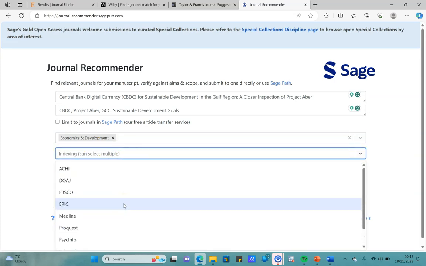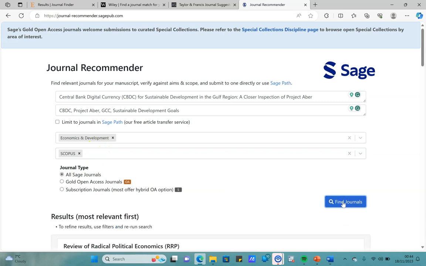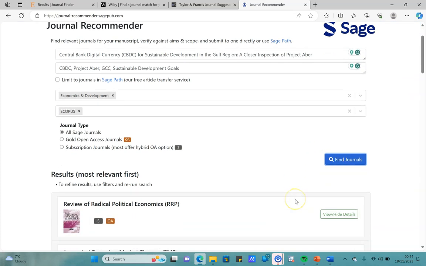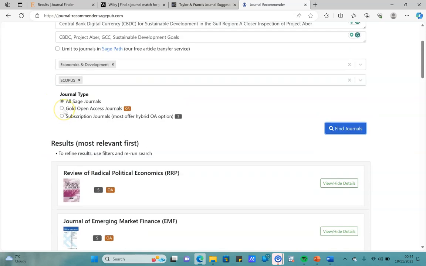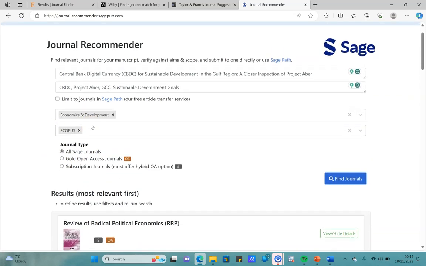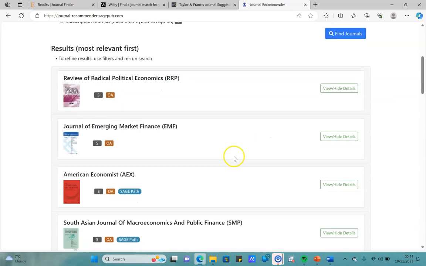Indexing, whether you need to be indexed. So I know that Scopus sometimes plays a big role in publications. So let's put Scopus and find the journals. So Sage is actually giving a bit more option to finalize. So I think they are here. Yeah. So most relevant first. This is how they are giving you the information. To refine, use filter and rerun search. So that means I can filter out these things. Okay. I just have to filter out and then research.